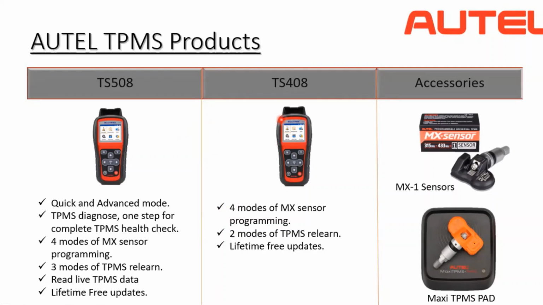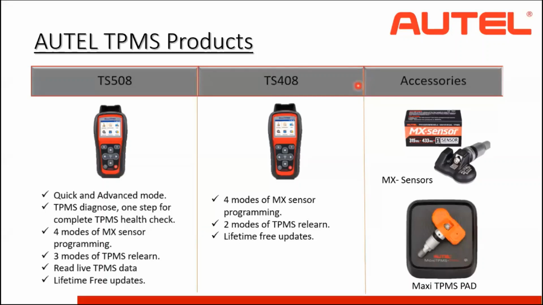The difference between the TS508 and 408 is that the 408 only has 2 modes of TPMS relearn procedure, which is the stationary relearn and the auto relearn. So it doesn't support the OBD relearn function. And this device also has the lifetime free updates.